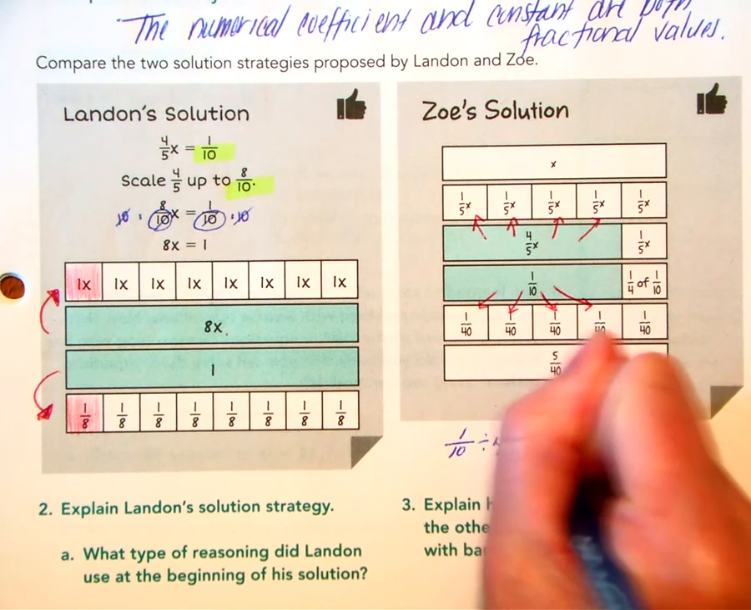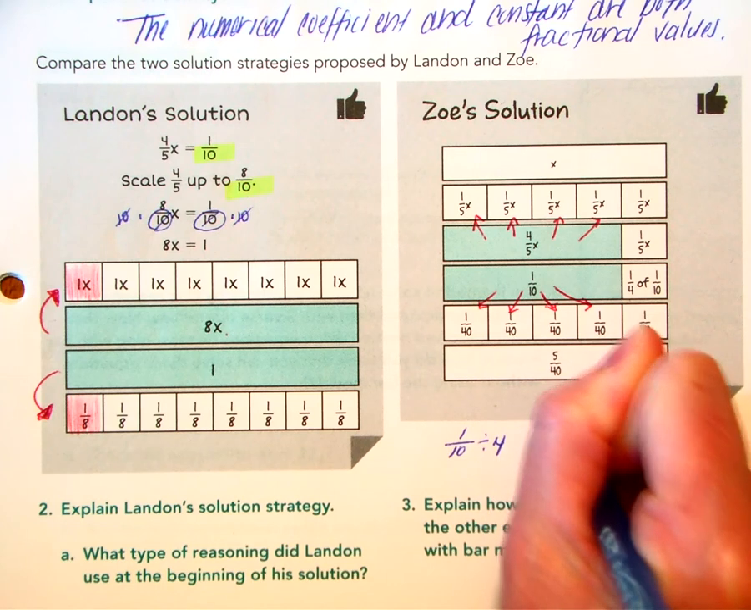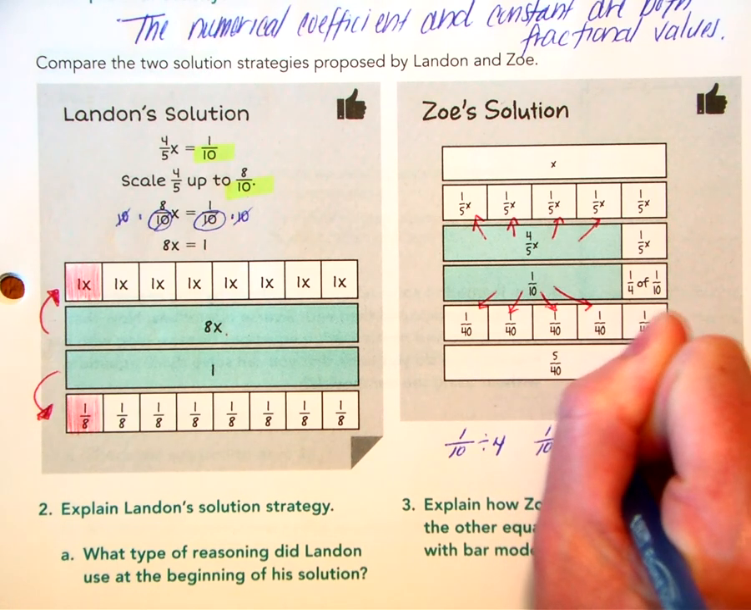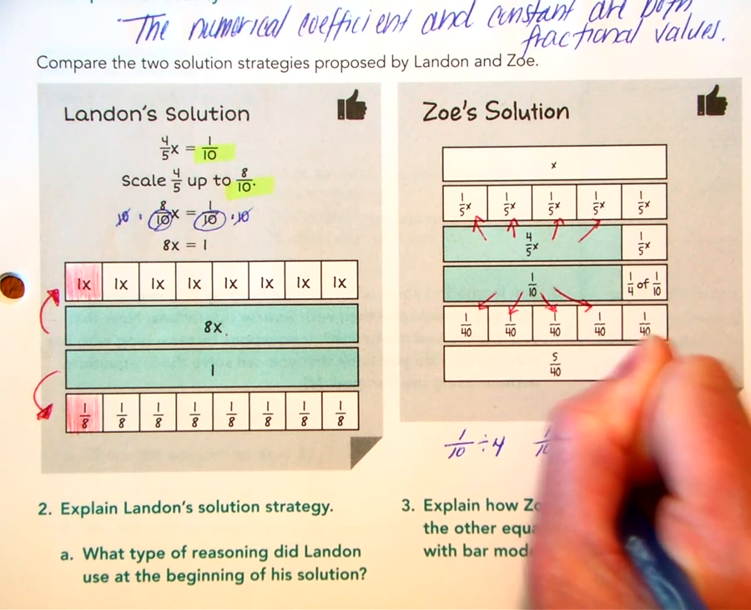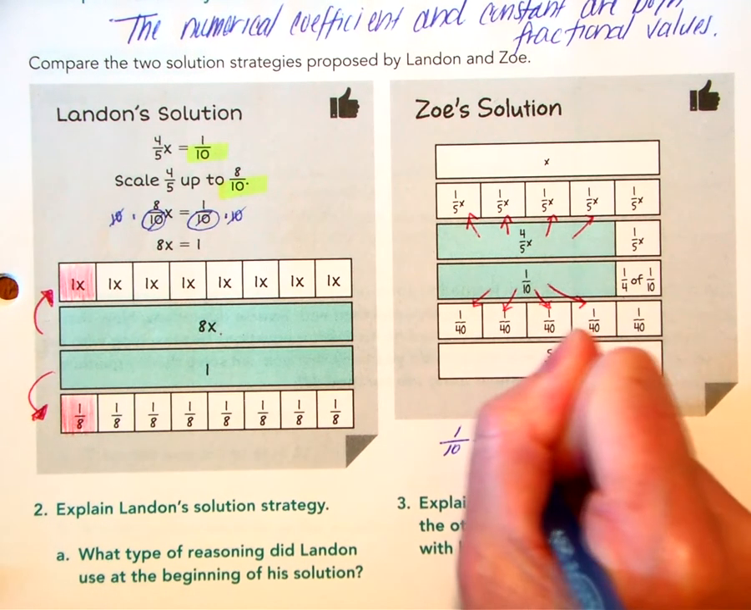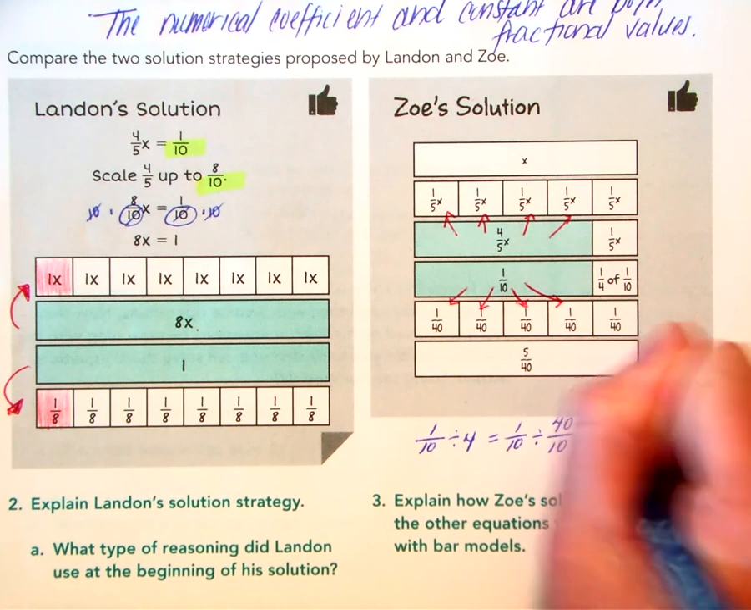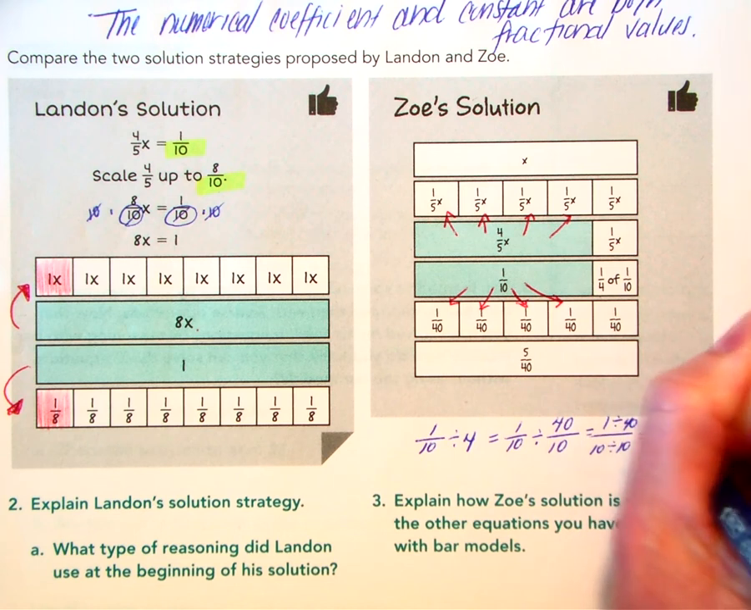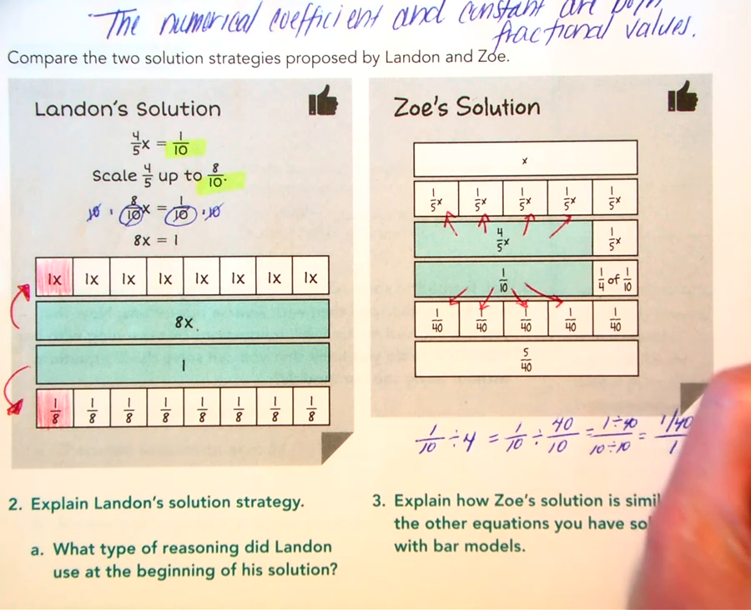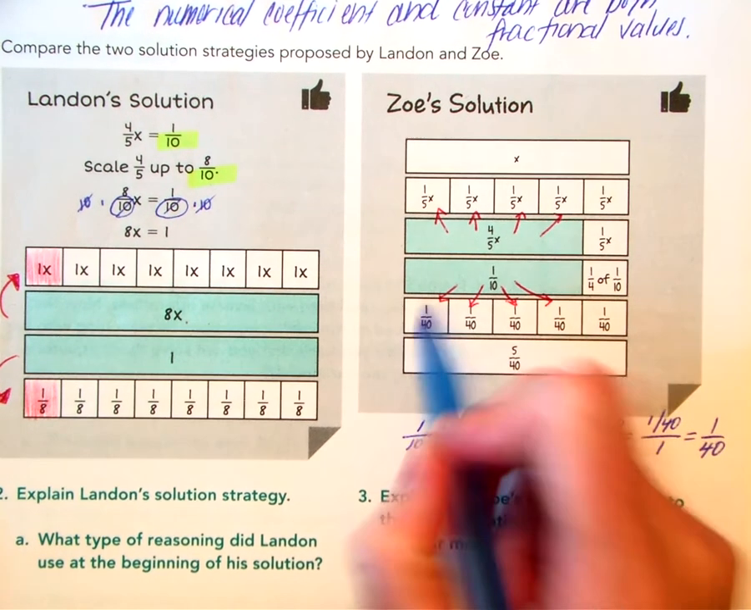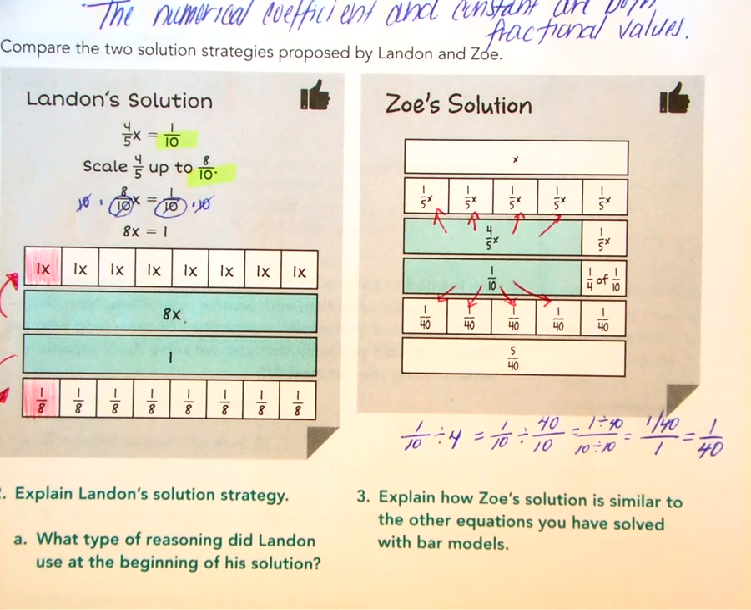How about 1/10 divided by 1/40th? Tenths? Because I need common denominators. And then I'm like, okay, that's 1 divided by 40. That is 10 divided by 10. I've done this before. So that's 1 over 40 over 1, which is 1 over 40. So each of Zoe's miniature boxes is 1/40th.